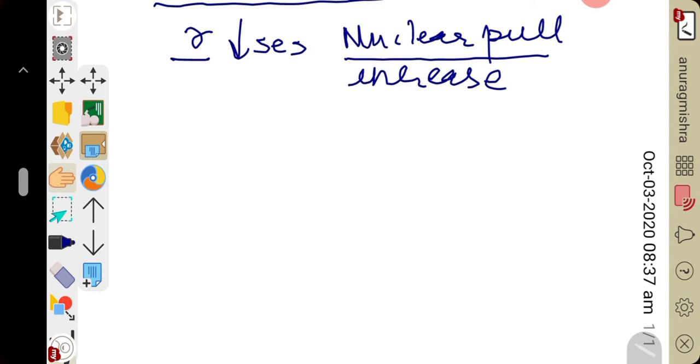I hope you understood in brief. So today we finished the chapter periodic table.